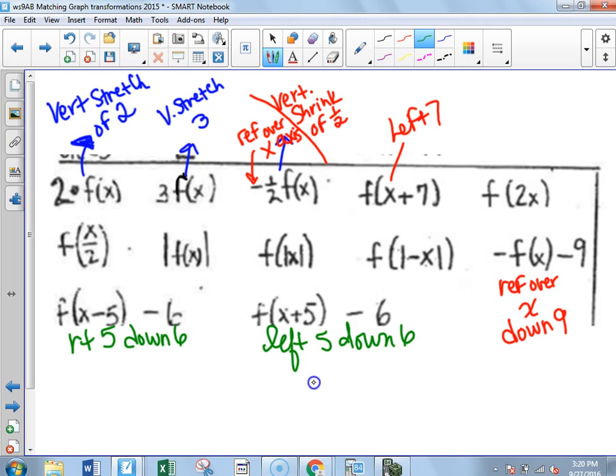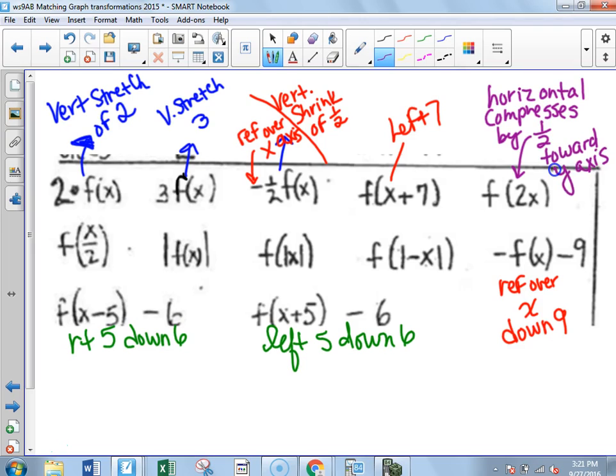All right. Now we got the weird, horrible, painful ones. Ready to try this? Inside is actually a horizontal change, and inside is the opposite of what it seems. So multiplying by 2 actually shrinks the graph, or compresses, by 1/2, by the reciprocal of that, which would be by 1/2. And it shrinks it in towards the y-axis. It will change the x-intercepts. They will become half as much.